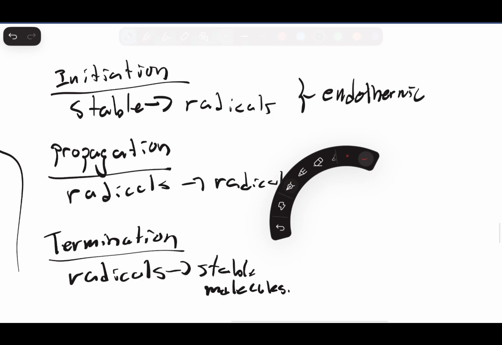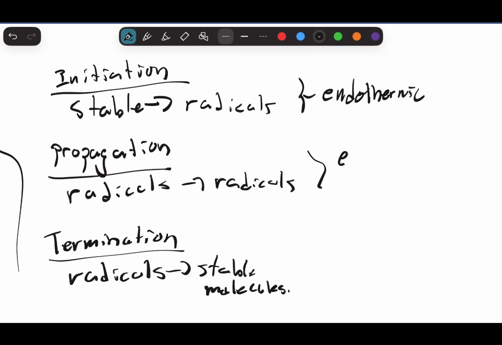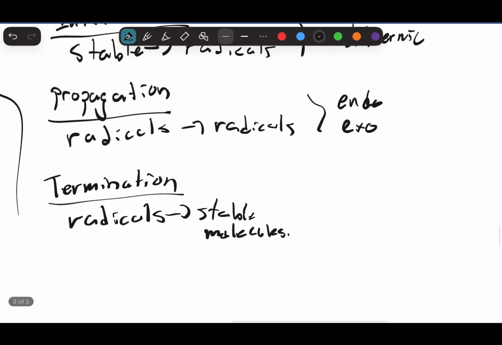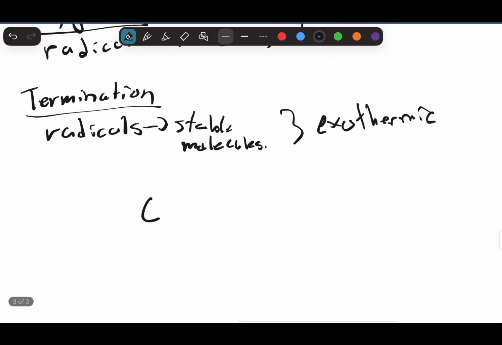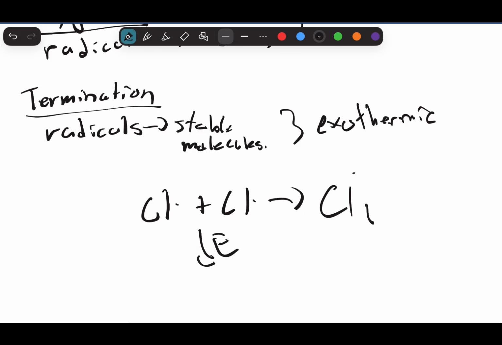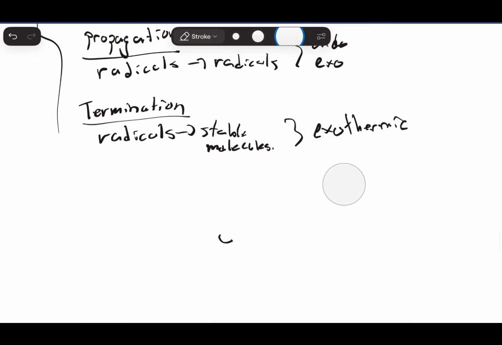Your next step is propagation. This could be both endo or exo. It depends on what the question gives you, depends on the enthalpy. But you can't really calculate enthalpy, so when the IB asks you, they would give you information and you would know. And last is termination, which is exothermic, because now two Cl radicals, this is just an example, release energy to form the Cl2. So that will be exothermic.